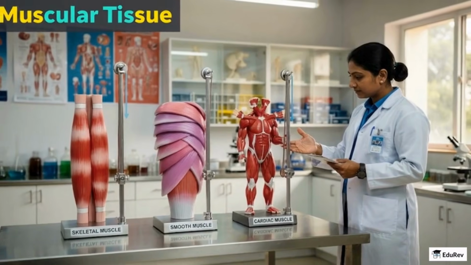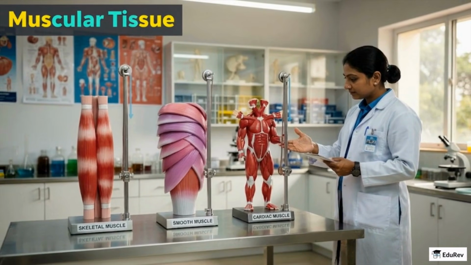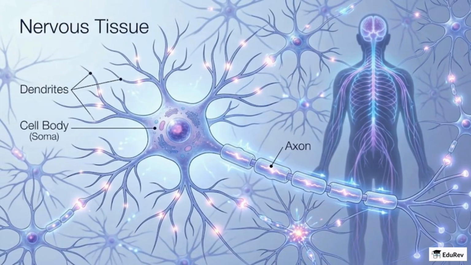Muscular tissue produces movement and is of three types: skeletal muscle under our conscious control, smooth muscle that works automatically in organs, and cardiac muscle that powers the heart. Nervous tissue builds the control and communication network made of neurons, each with a cell body, dendrites to receive signals, and an axon to send messages onward.